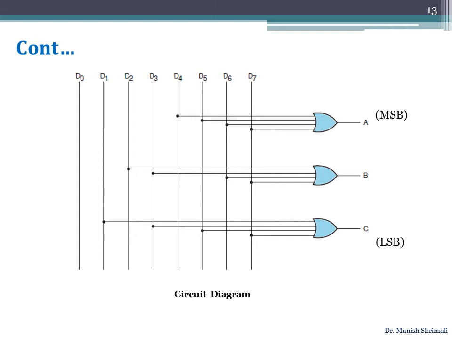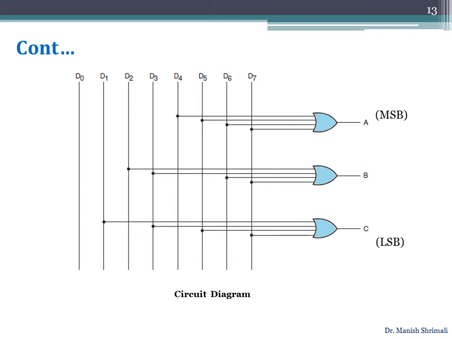Similarly, you can see the working of D4, D5, D6 and D7. In the case of D7, it is connected to all three gates, so it will result in the output 1 1 1, which is again the binary code of 7. So this is about the working of this encoder.